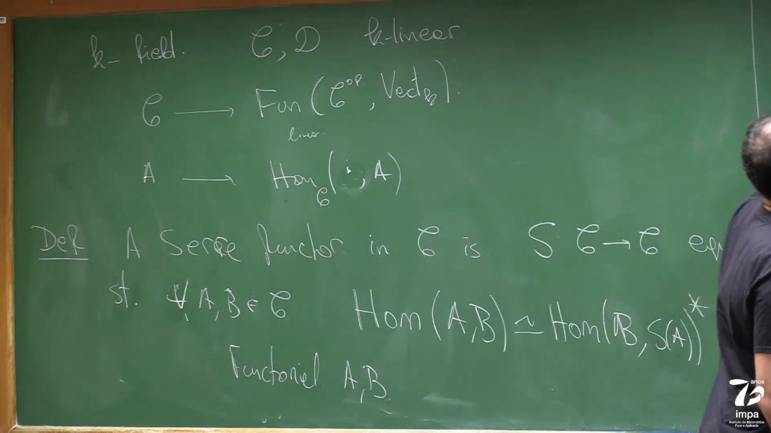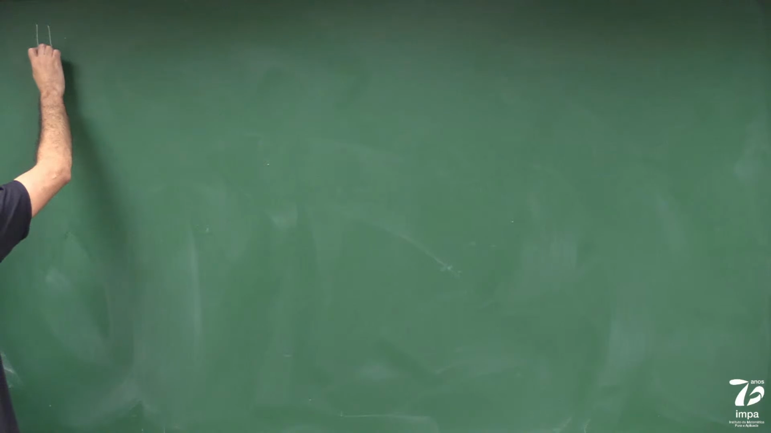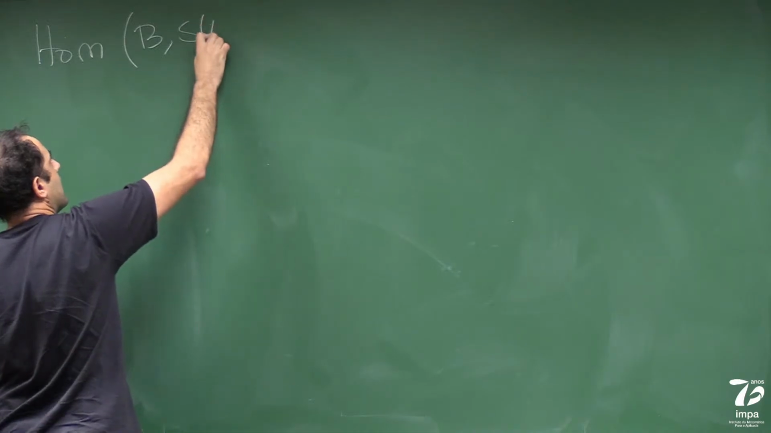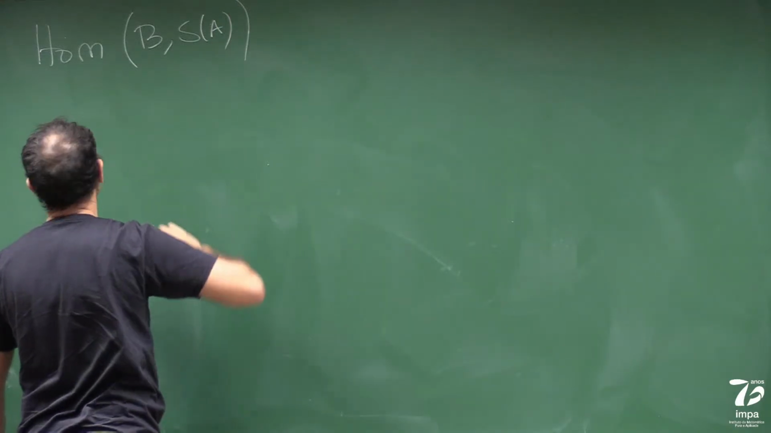And whenever you have such a Serre functor, then you get a linear pairing between hom(B, S A) and hom(A, B). I guess I could write this in several ways. I'm not really sure what's the right way of writing.